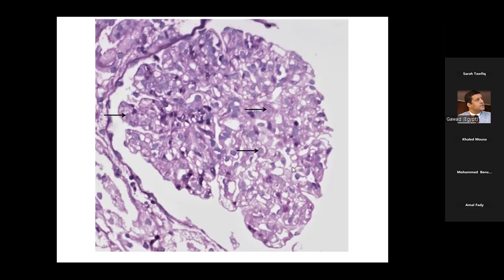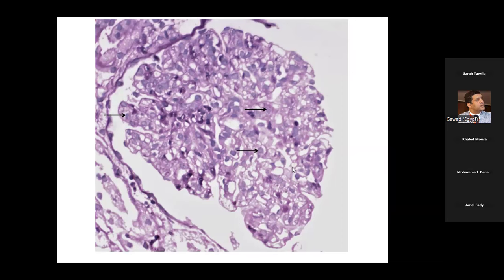Can you appreciate the arrows? These are highlighting a type of nucleus. I'd like to describe these nuclei. Can you describe them? These nuclei are big or large with light color.